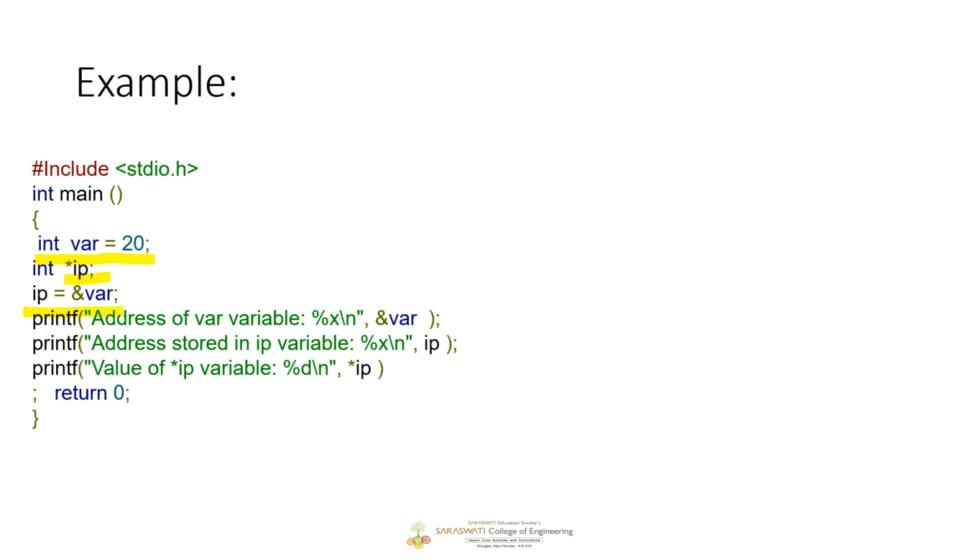Next line says IP is equal to ampersand var. Remember, I said ampersand is an address of operator. So what does this mean? This means IP will store address of var. IP will store the address of the variable whose name is var.